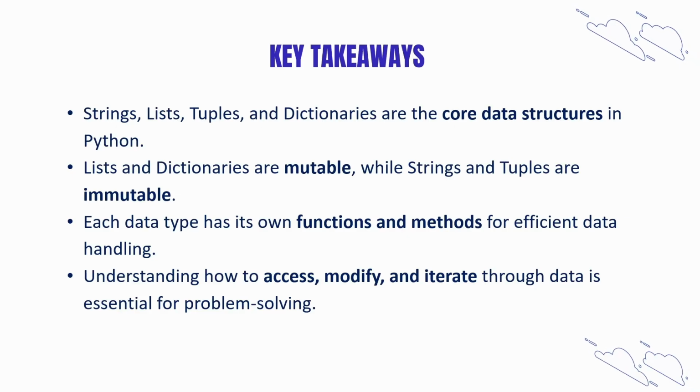Okay, so this concludes part 1 of chapter 2. In this part we have covered topics like strings, lists, tuples and dictionaries. We know these are the core data structures in Python. Lists and dictionaries are mutable while strings and tuples are immutable. Each data type has its own functions and methods for efficient data handling, and understanding how to access, modify and iterate through data is essential for problem solving. In part 2, we'll cover sorting techniques, that is bubble sort and insertion sort. I hope all the topics covered in this video are clear.